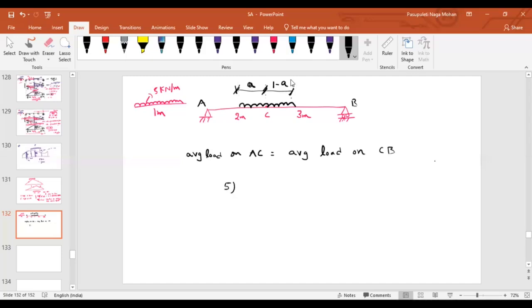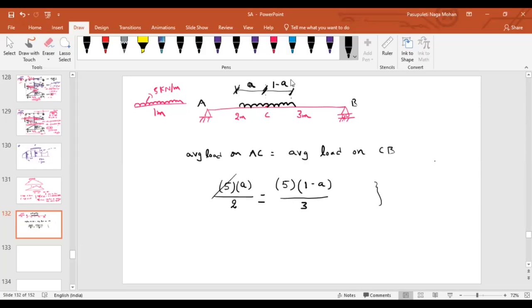So what is the total load? The intensity is 5, into the portion that is occupied, A, divided by the length of that portion, AC, 2 meter. Similarly, what about the portion occupied on CB? 1 minus A, divided by the length of the portion CB, 3. Is it clear how I have written this? Any doubt? Just the total load on AC: A into the UDL intensity 5, divided by the total length 2.